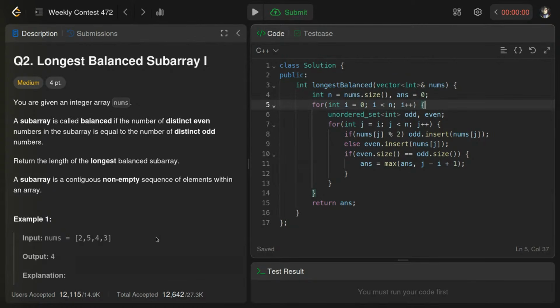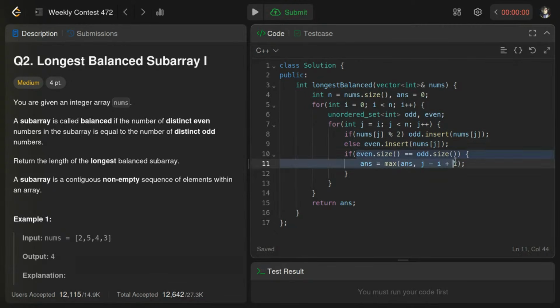Okay. Then we iterate over all the elements and we create this odd set and even set. So i is going to be the left point in your subarray, and j is going to be the right point in your subarray, right? So first we iterate over all possible left points, then we create an unordered set of odd numbers and even numbers. Then we can increase our right pointer. When we increase our right pointer, if the number is odd, insert it into the odd set. Otherwise, if it's even, insert it in the even set.